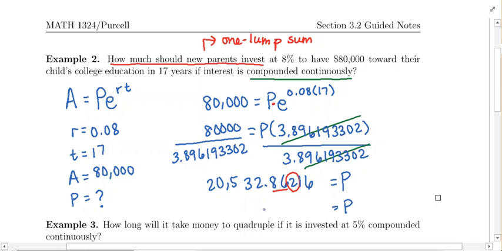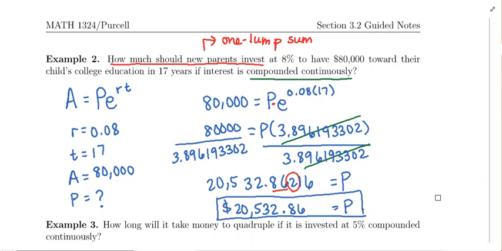So the answer to the question is the new parents need to invest one lump sum of $20,532.86. And by investing that one lump sum and forgetting about it and letting it earn continuous compound interest at 8% for 17 years, they will achieve their saving goal of $80,000 for their child's college education. All right.